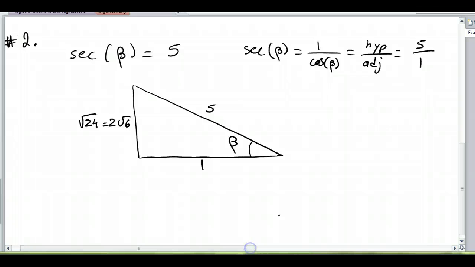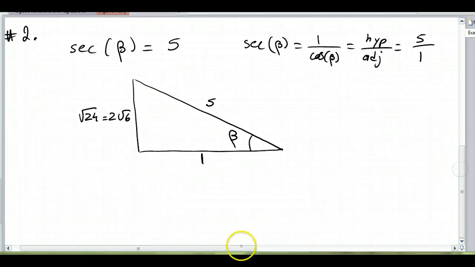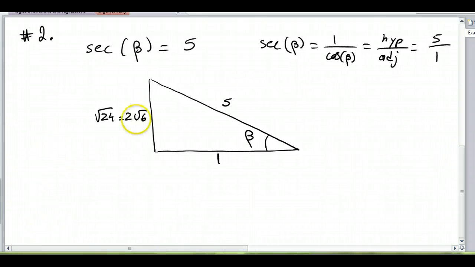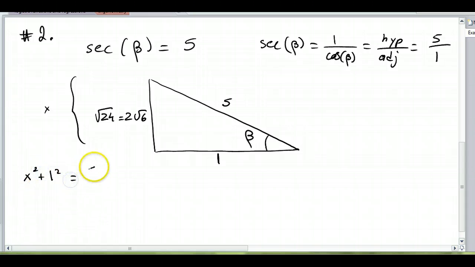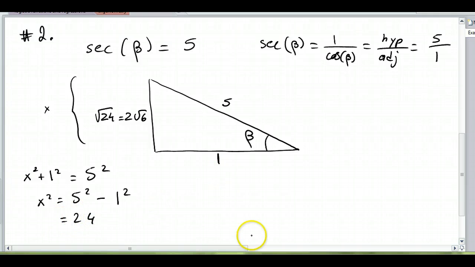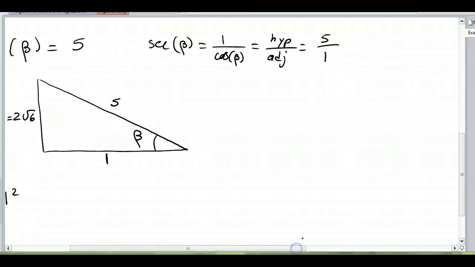If what I just did right here is not clear, you just do the Pythagorean theorem. You call this side x, and you write x squared plus 1 squared equals 5 squared. So x squared equals 5 squared minus 1 squared, and this is what I saw right away. Again, when I'm looking for a leg, I square this and I subtract the square of that. So it's 24. All right. Well, that's it. Now it's very simple.